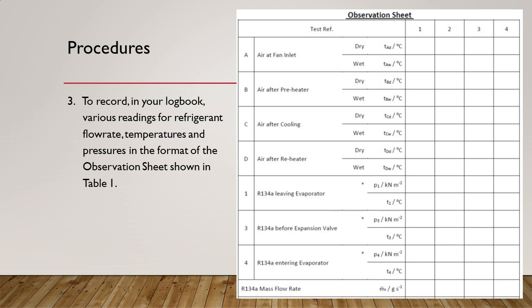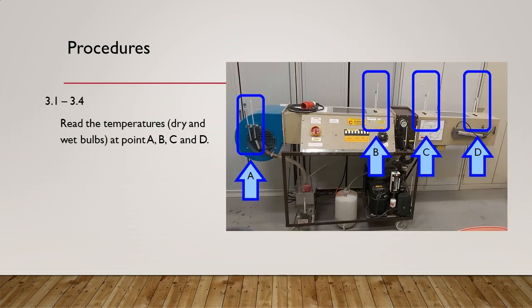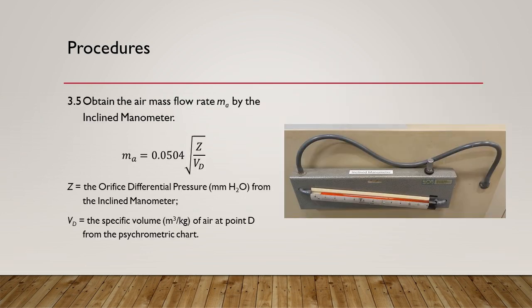During the experiment, please record the readings including the air temperatures, refrigerant pressures, and refrigerant flow rate. Record the air dry bulb and wet bulb temperature in various sections, from A to D. The airflow rate of the unit can be estimated with this equation. Measure the orifice differential pressure from the inclined manometer. Then read the specific volume of air of point D from the psychrometric chart.